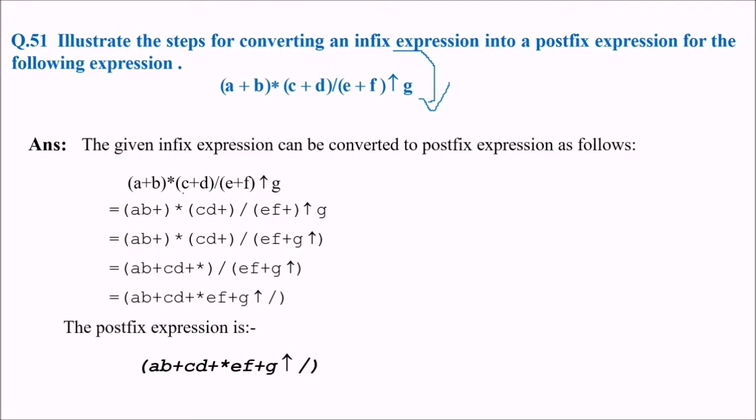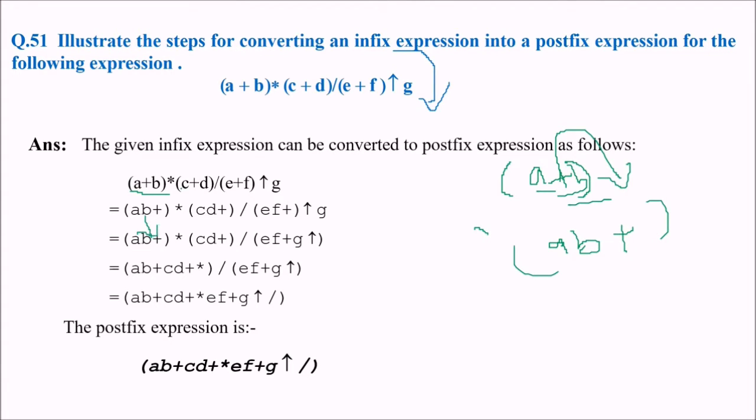First you have to see the precedence order. First precedence is the bracket. So we'll see the bracket first. First is a plus b. So a plus b in brackets means what? You have to make it postfix. Postfix means the operator will be placed after the operands have been written. So it will be a b plus. Okay, now this is done.